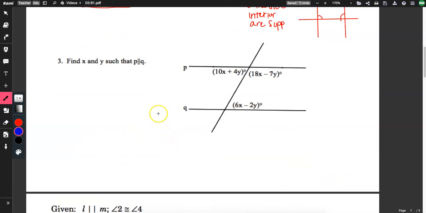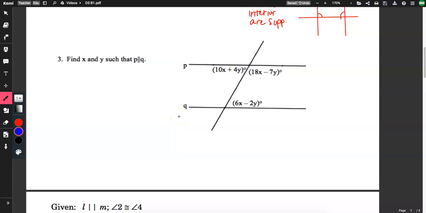Okay, and then number 3 here, another parallel lines problem. So let's set up what we know here. Line P is parallel to line Q. We're looking for x and y. So I see a couple different things. I see this straight angle up here. Since I have x and y, I'm probably going to be solving a system.